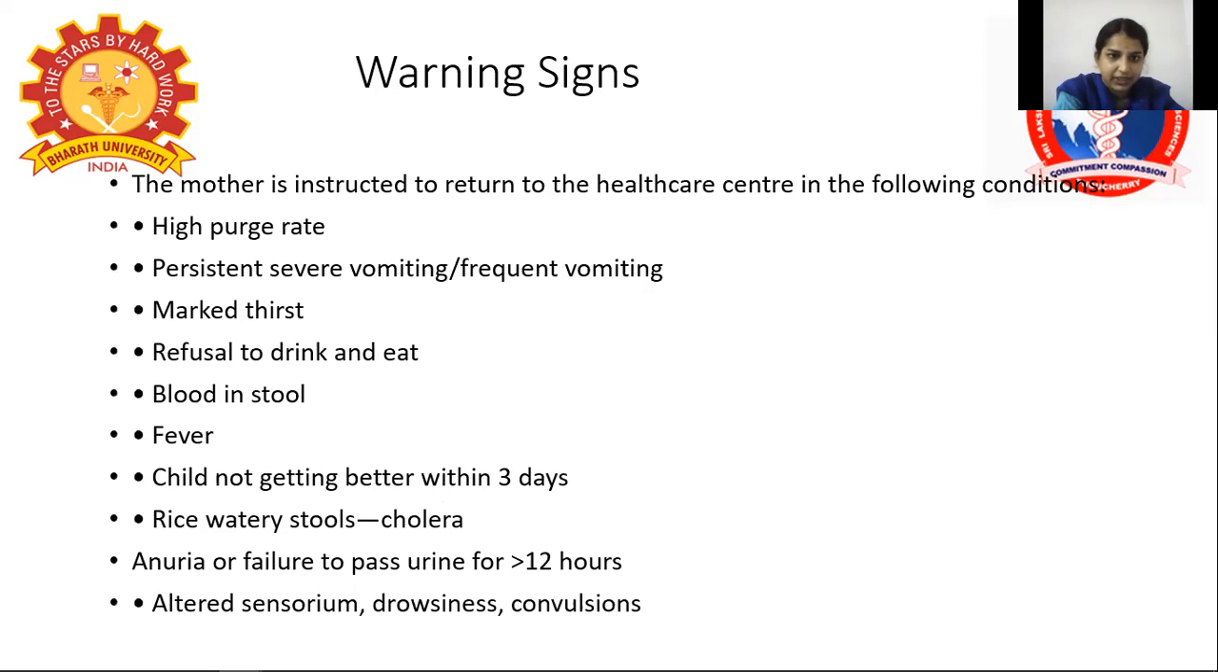Warning signs: the mother is instructed to return to the healthcare center in the following conditions. When there is a high purge rate, severe or persistent or frequent vomiting, marked thirst, refusal to drink or eat, blood in stool, fever, child not getting better within 3 days, rice watery stools, which is cholera, anuria or failure to pass urine for more than 12 hours, and if there is any altered sensorium, drowsiness, or convulsions.